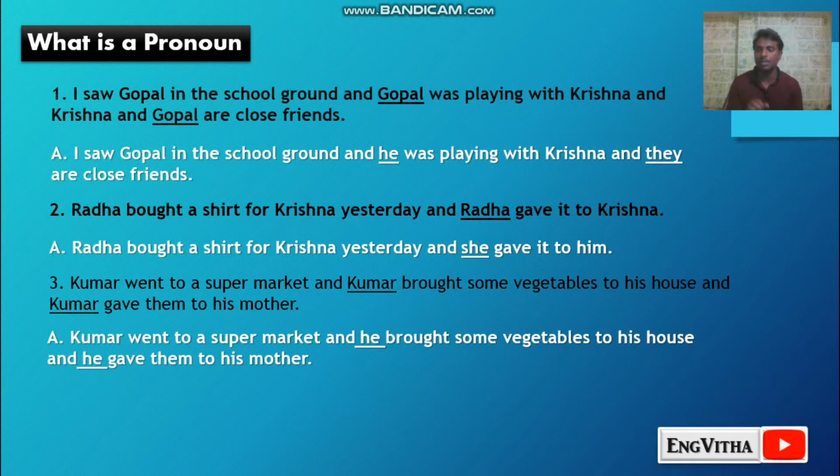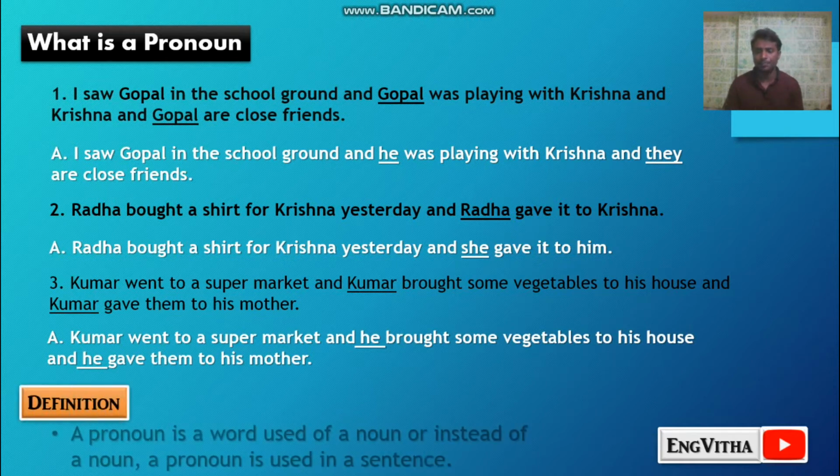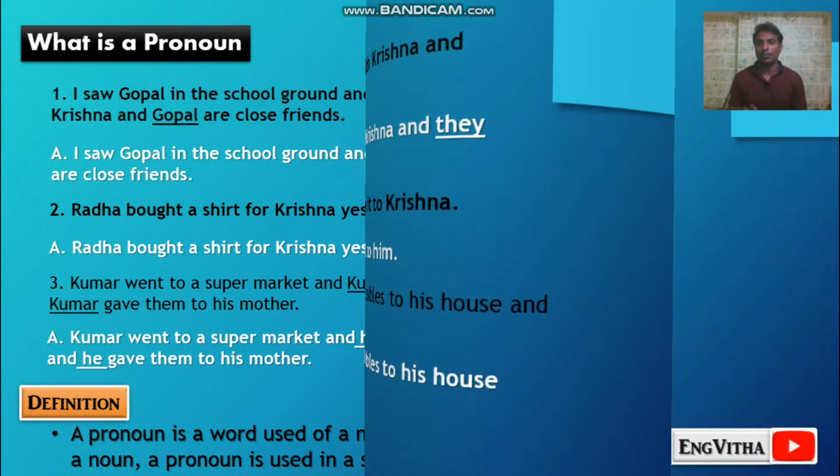So the definition of pronoun here is, a pronoun is a word used in place of a noun, or instead of a noun. A pronoun is used in a sentence. Thus, this is the situation where we use a pronoun. Therefore, let us look at a chart. There you will get to know how the pronouns will be in different places.